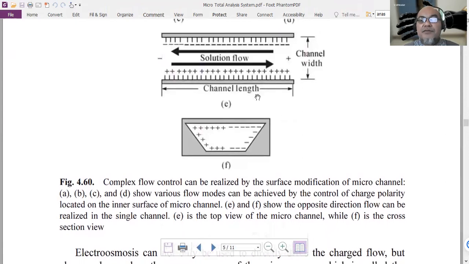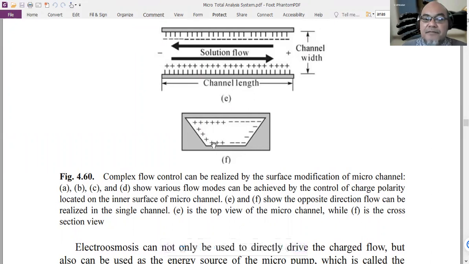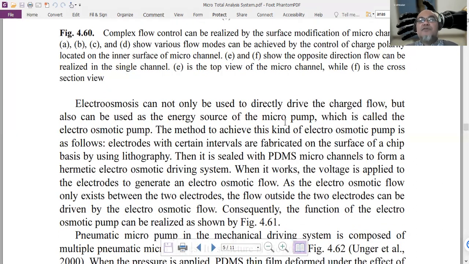E and F show that opposite directions of flow can be realized in a single channel by applying different charges here. At the lower part, the liquid flows to the right direction. At the upper part, the liquid flows to the left direction. Yeah, or this is the cross section. So this is using electroosmosis to directly drive the charge flow. It can also be used to pump the liquid, yeah, and we call it an electroosmotic pump.